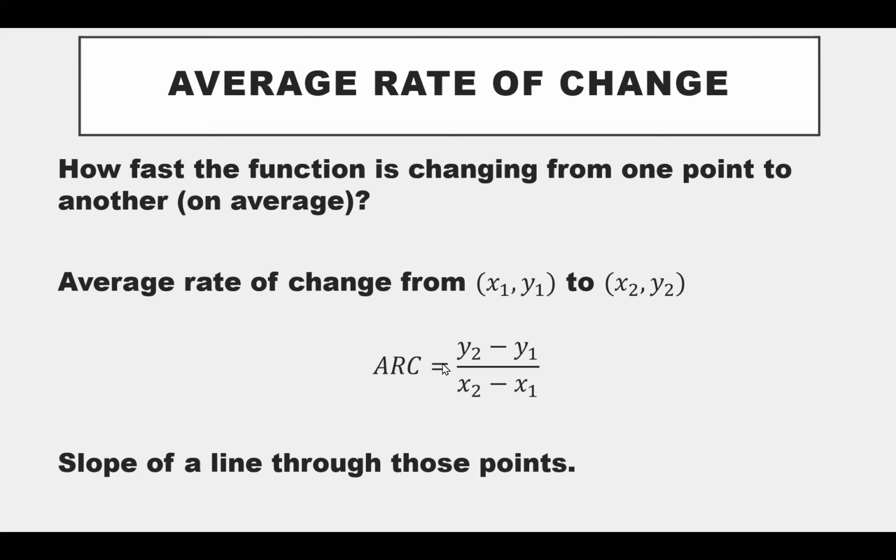This formula, y2 minus y1, all divided by x2 minus x1, should look familiar because it is the slope of a line between 2 points. So the average rate of change is essentially finding the slope of a line between 2 points. And those 2 points are coming from my function.